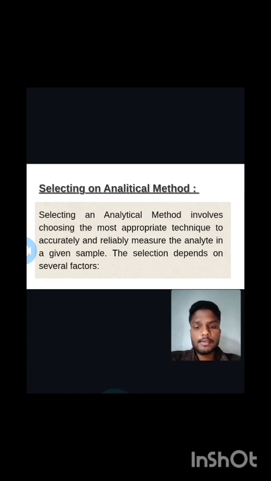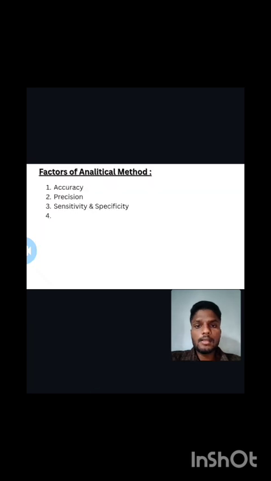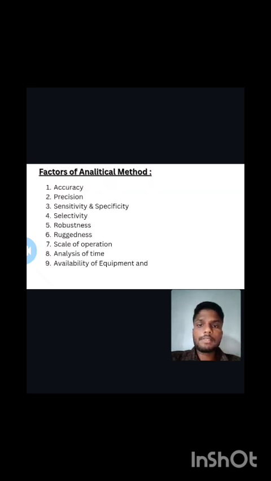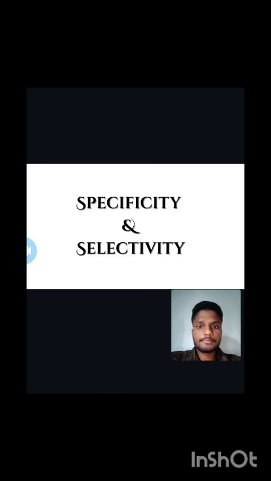The factors are: first one is accuracy, second is precision, third one sensitivity and specificity, selectivity, robustness, ruggedness, scale of operation, analysis time, availability of equipment and cost. I will explain specificity and selectivity.